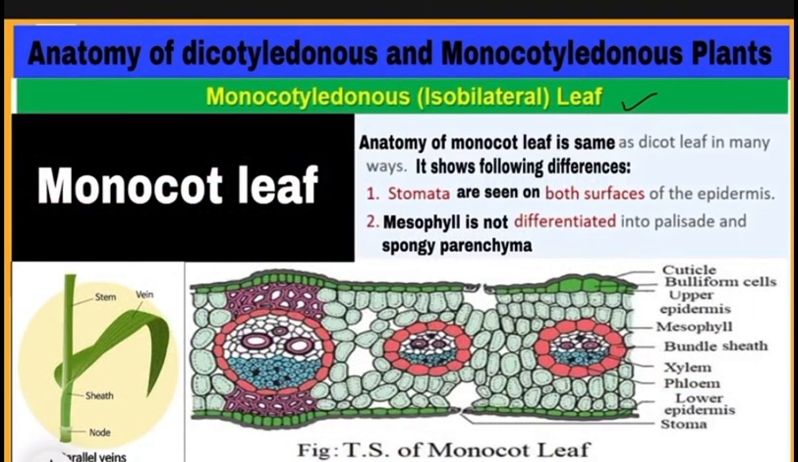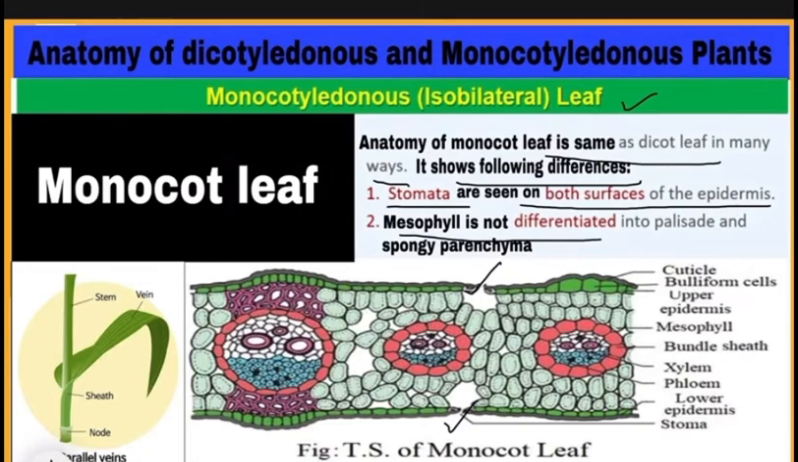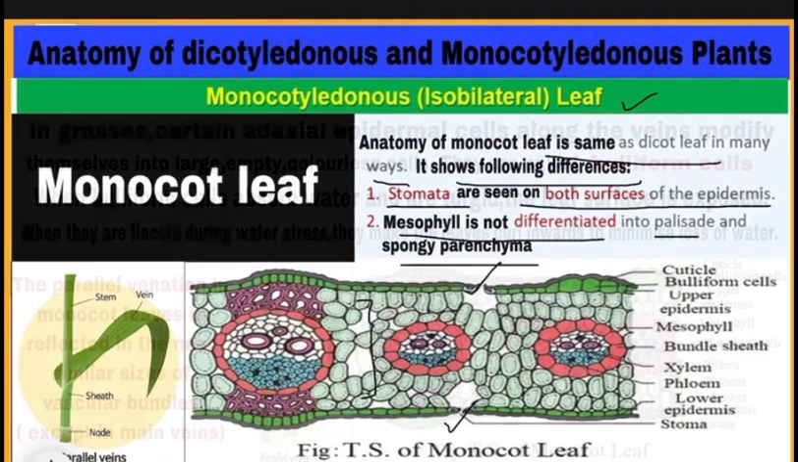Anatomy of monocot leaf or isobilateral leaf. It is the same as dicot leaf in many ways, but it shows the following differences. Number 1, stomata are seen on both surfaces of the epidermis. See the diagram. Stomata are present on the upper surface as well as on the lower surface of the leaf. Also, mesophyll is not differentiated into palisade and spongy parenchyma. See here, this is mesophyll layer. It is the same throughout. It is not differentiated into palisade layer and spongy parenchyma.